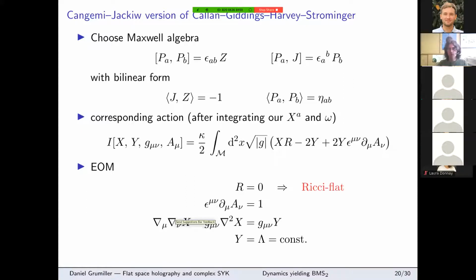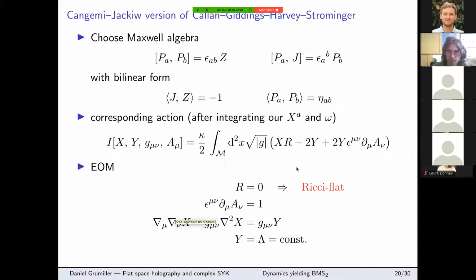The equations of motion are very simple. If you vary with respect to X, you get R is equal to 0. So you immediately see that we're not only locally asymptotically flat, we are actually locally flat everywhere. This is very reminiscent of how pure Einstein gravity works in 3 dimensions. If you have a negative cosmological constant, for instance, then any metric that solves your classical field equations is not just locally asymptotically AdS, it's also locally AdS. Okay, but we have more field equations.